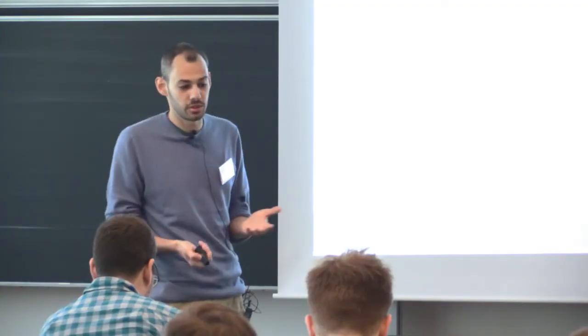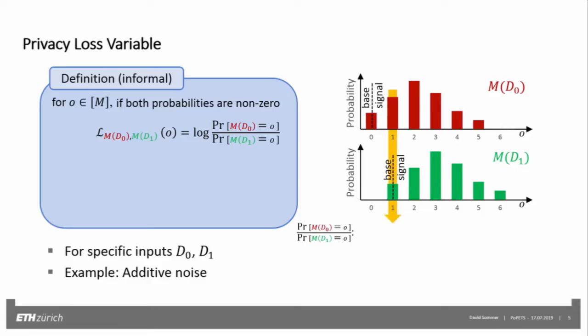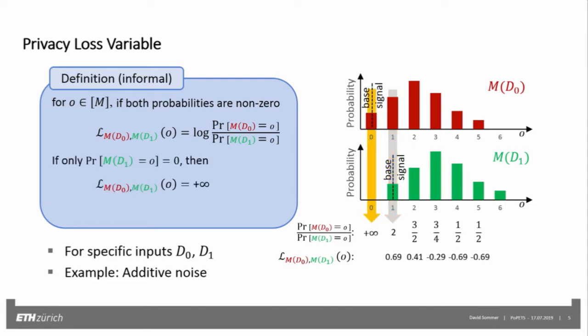And now we compute individually the privacy loss. Here, the quotient for the first is 2. And when we take the logarithm, we get 0.69. And we do this again and again. And there is a special case: when the second probability is zero, we define it to be plus infinity. And if it's the other way around, we define it to be minus infinity.